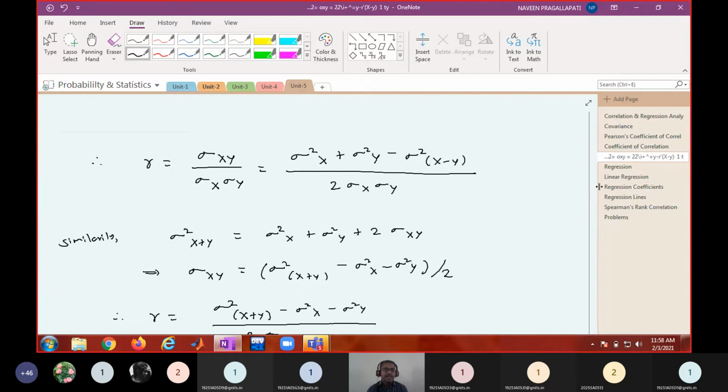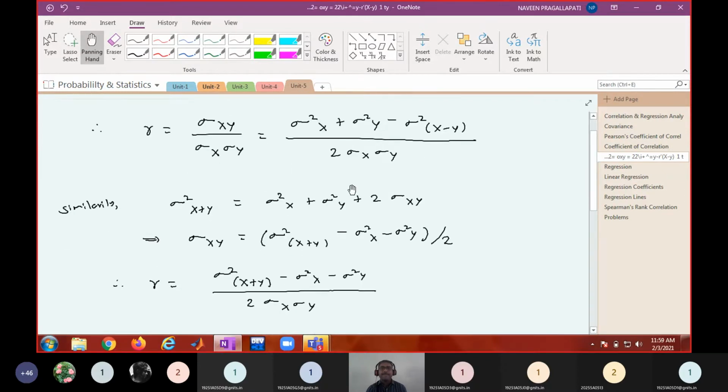You can make a note of these two formulas also sometimes, and this may be useful in placement exams. Shall I proceed? Yes, sir. Okay, now let us go to the problems.